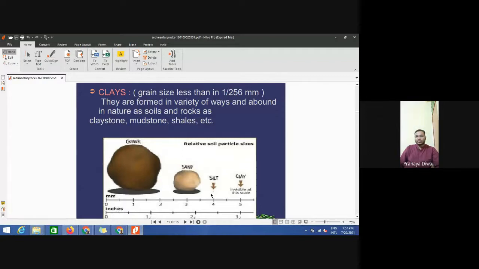You can see the different grain sizes here. You can see how the gravel compares to the size of your silt and the size of your clay. They are invisible in front of this one.